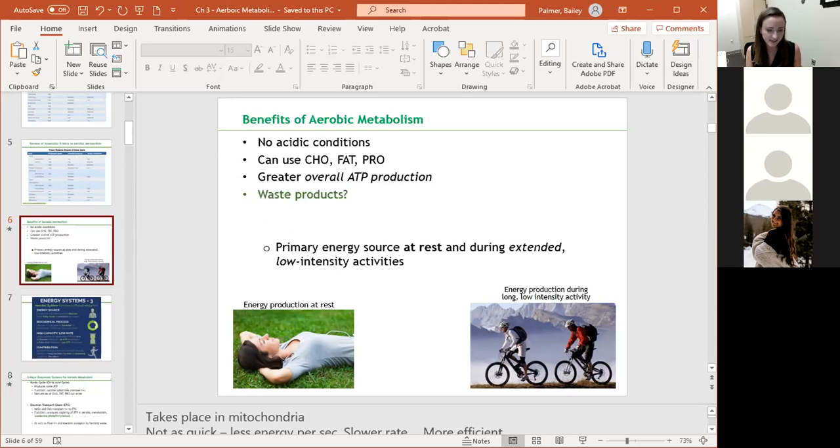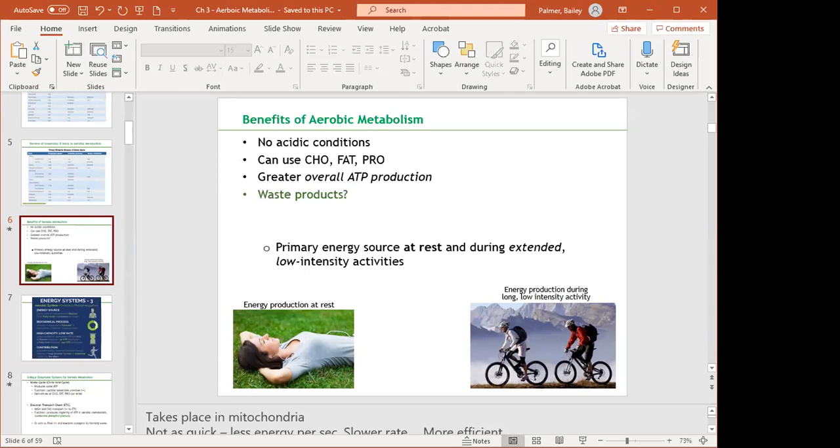So water is a byproduct at the very end of aerobic metabolism. And water is, again, harmless. Our body uses water, so that water helps to regenerate the cycle over and over again. There's one more waste product. Does anybody know what that waste product is?